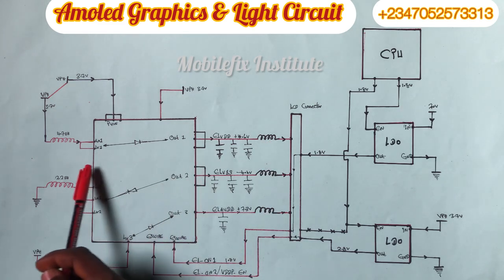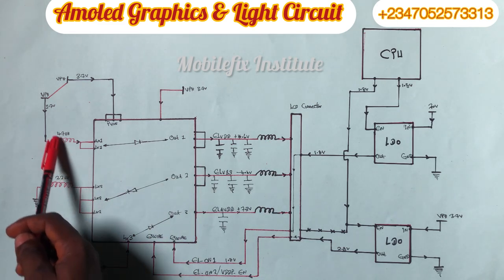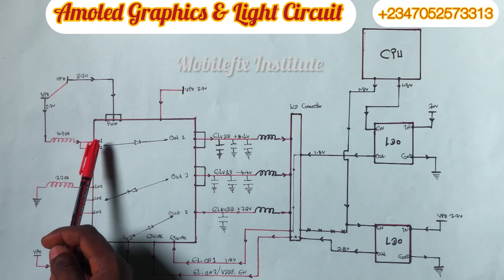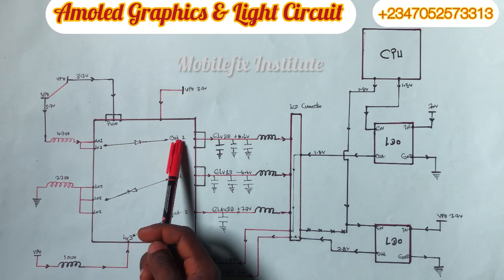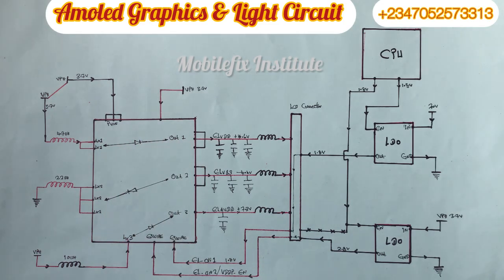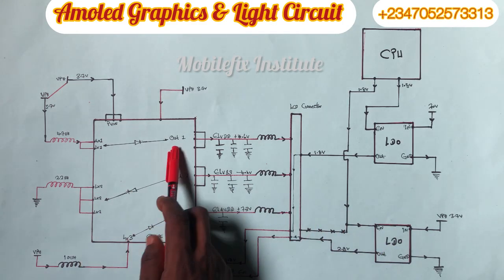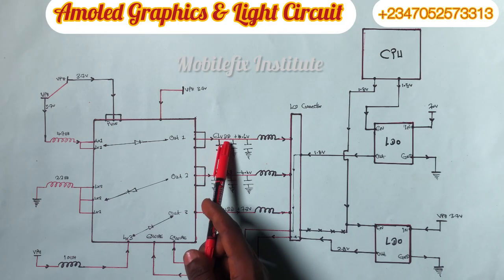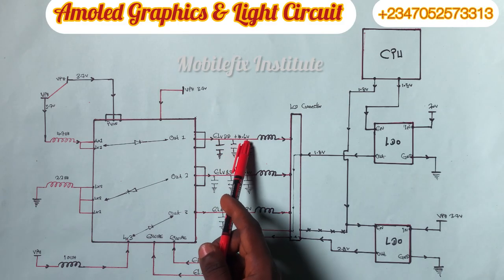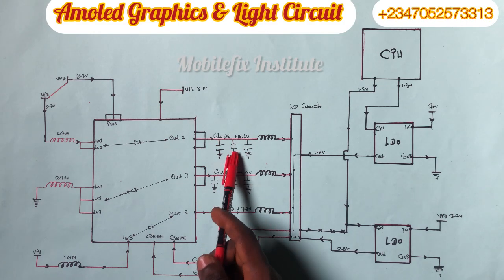Now when this VPH enters this switching, that is this LX1, it will output. This is the internal working of this IC. This is how this IC works internally. It will output through this line. This is our ELVDD, 4.6 voltage. Now let me explain something here.